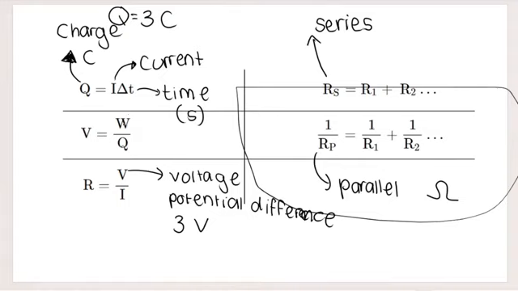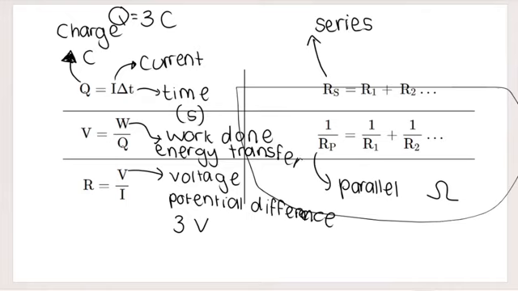I is current. W, this is very important, and people often forget about this. W is work done or energy transferred. Energy transferred. It means the same thing. And you might be confused. You might think, but W stands for work. Why are you saying energy? Work and energy are the same thing, basically. So if you see W, it can mean work or it can mean energy. And the unit for both of those is joules, J.